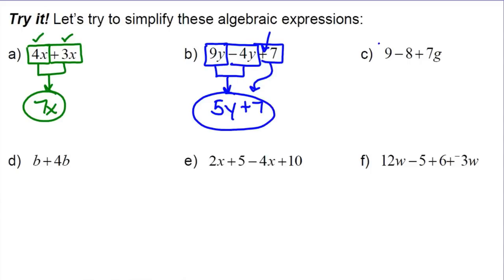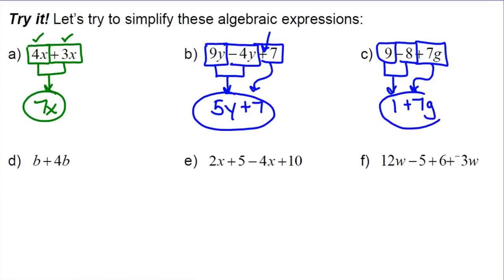Next one, 9 minus 8 plus 7g. These first 2 terms, again, are like terms because they're both constants, so they belong together. I'm going to put those together. 9 minus 8 is 1. And then this one does not have any like terms, so it just gets recopied, plus 7g. 1 plus 7g is simplified because I have no more like terms, so now I, again, have gone from 3 terms down to 2.